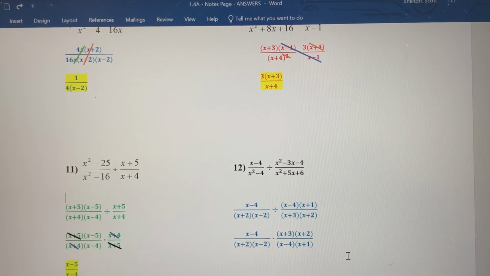All right? So let's see what we can cancel out. Looks like the x plus 2s can go. Looks like the x minus 4s can go. No other factors in common, so my answer, my quotient here is going to be x plus 3 in the numerator divided by x minus 2 times x plus 1, okay? And that's how you multiply and divide rational expressions.